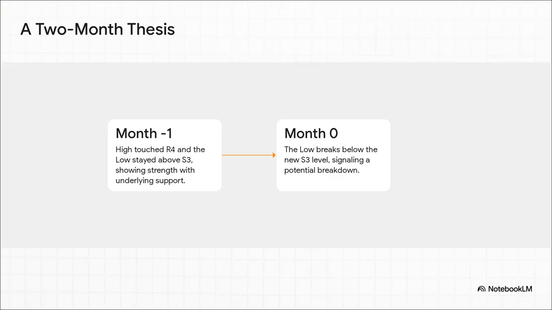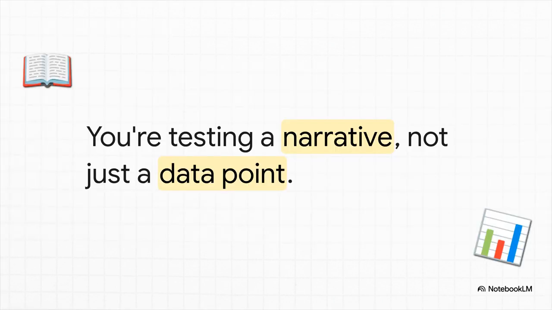Okay, check this out. This isn't just one data point. It is a 2-month story. First, you're looking for a month where the price showed real strength. It hit that upper R4 resistance pivot, but it still found support and held above the lower S3 pivot. Then, in the very next month, you test for a breakdown, a failure below that same S3 level. You see, it's a complete narrative. Strength followed by failure. And that's the core idea right there in action.